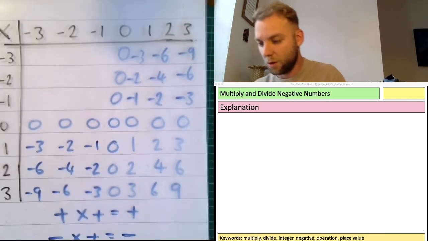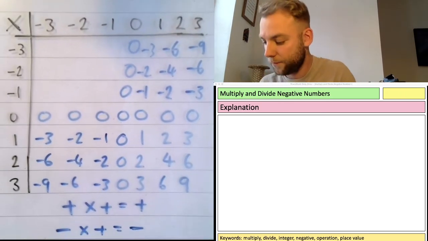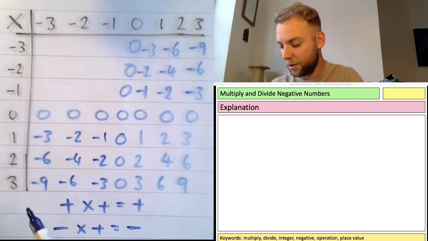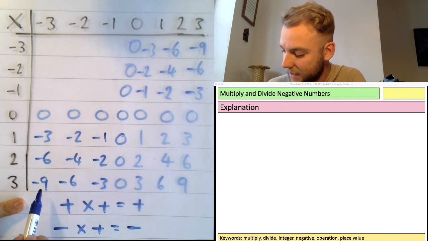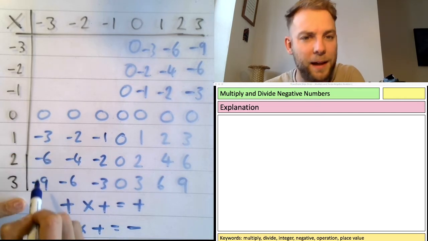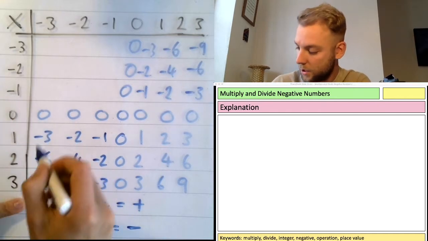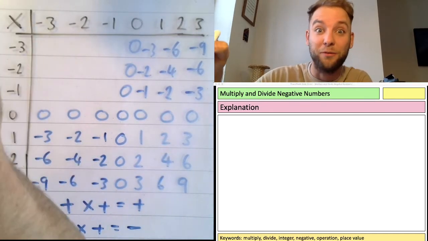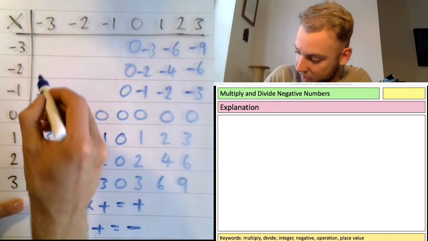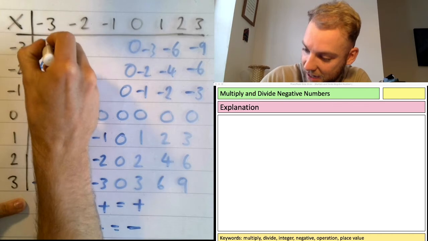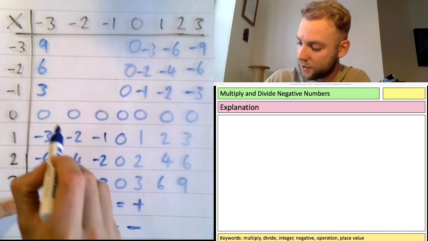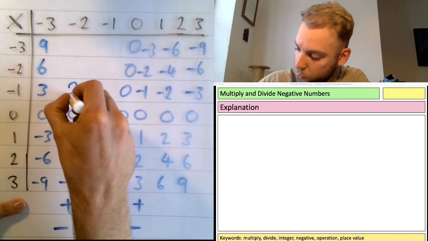Brilliant. So let's have a look at this last one here. It doesn't matter which way, we can either go up or we can go this way. I'm going to go up. So negative 9, negative 6, negative 3, 0. What's happening here? I'm actually adding 3 each time. So plus 3, plus 3, plus 3, plus 3. So this one here is going to be 0 plus 3, which is 3, 6, and 9. Okay? What's happening here? Negative 6, negative 4, negative 2, 0. So plus 2 each time.